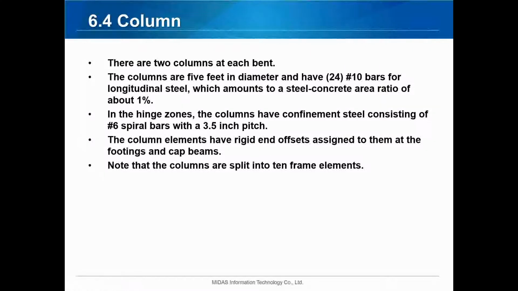Our columns, we have 2 columns at each bend, and we used 24 number 10 bars for the longitudinal steel, which amounted to about 1% steel. And in the hinge zones, the columns had confining steel, number 6 spiral bars with a 3.5-inch pitch. The column elements were rigid, so the end offsets were assigned to them at the top of the column and also at the base of the columns, at the footings.